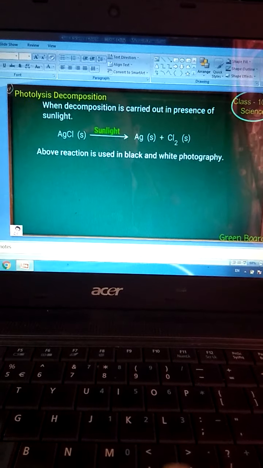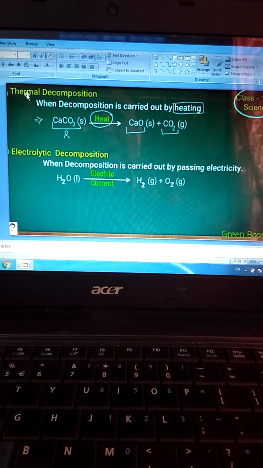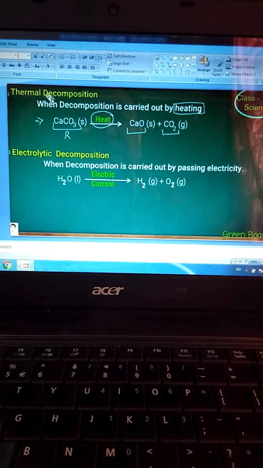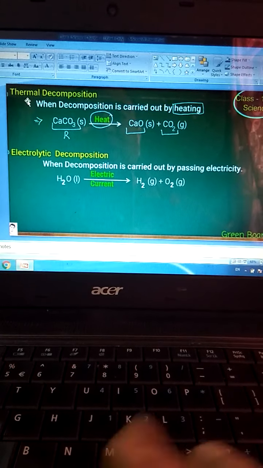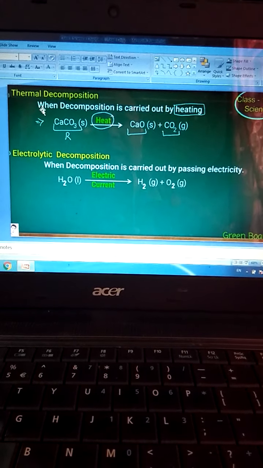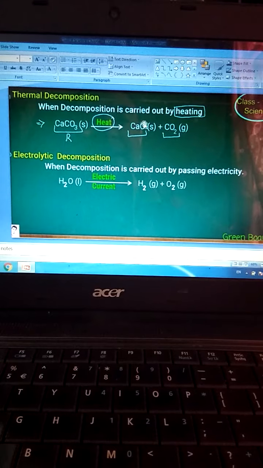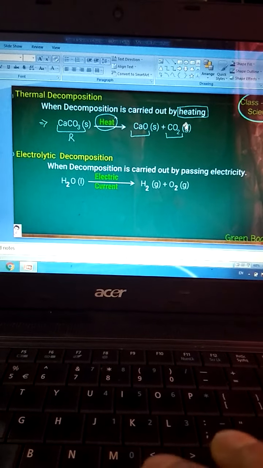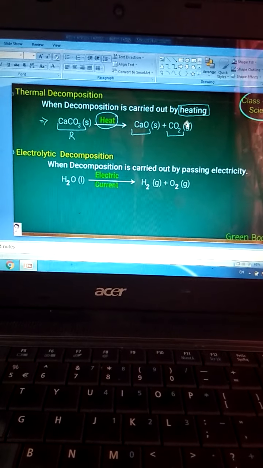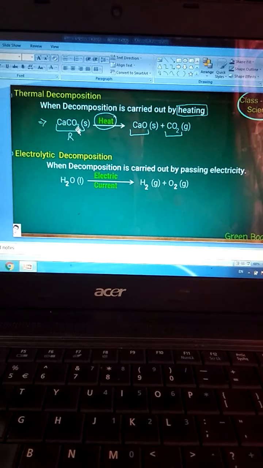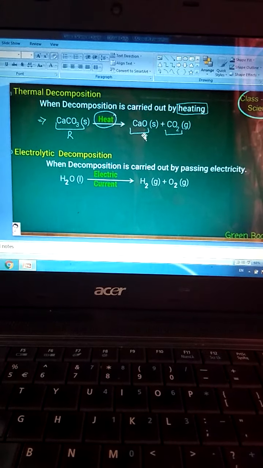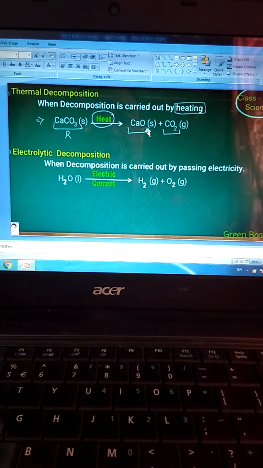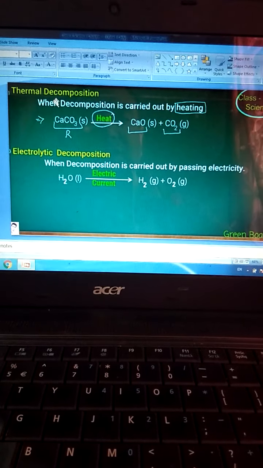After that, the next one we are going to learn about is thermal decomposition. The word thermal itself suggests that heat is required here. So when decomposition is carried out by heating, we call it thermal decomposition. Example, calcium carbonate, on heating, breaks into calcium oxide and carbon dioxide. So this is an example of thermal decomposition.